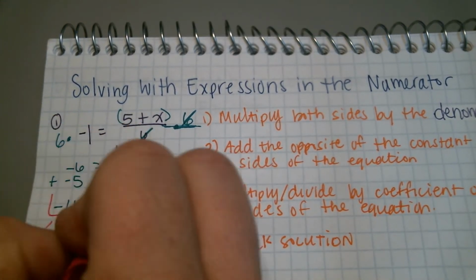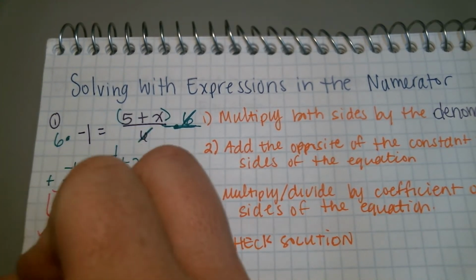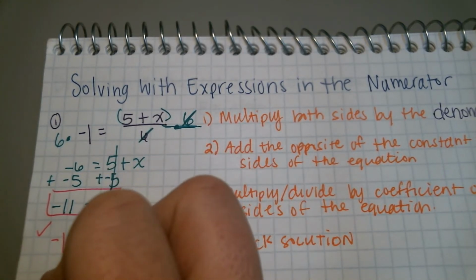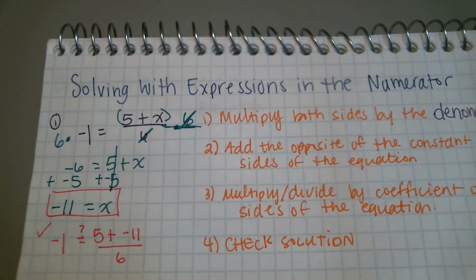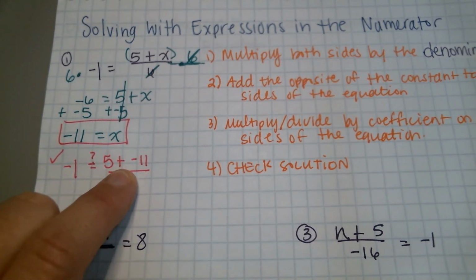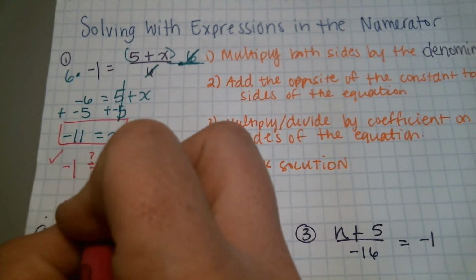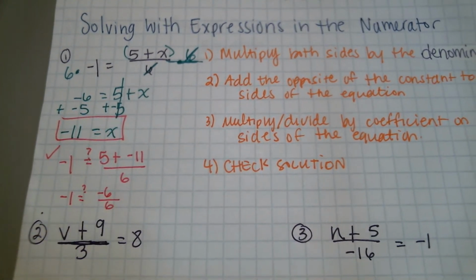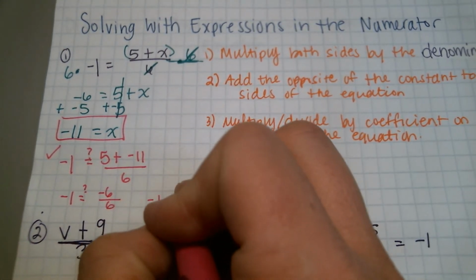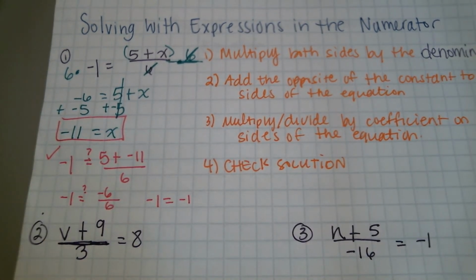So let's check. If x is -11 and we plug in, -1 equals 5 plus -11, divided by 6, does that equal -1? Well, to simplify this expression, I have to add what's in the numerator first, 5 plus -11, so I get -6. And then I've just got a division problem. Well, -6 divided by -6, is that -1? The answer is yes. So -11 is, in fact, the correct solution for this problem.